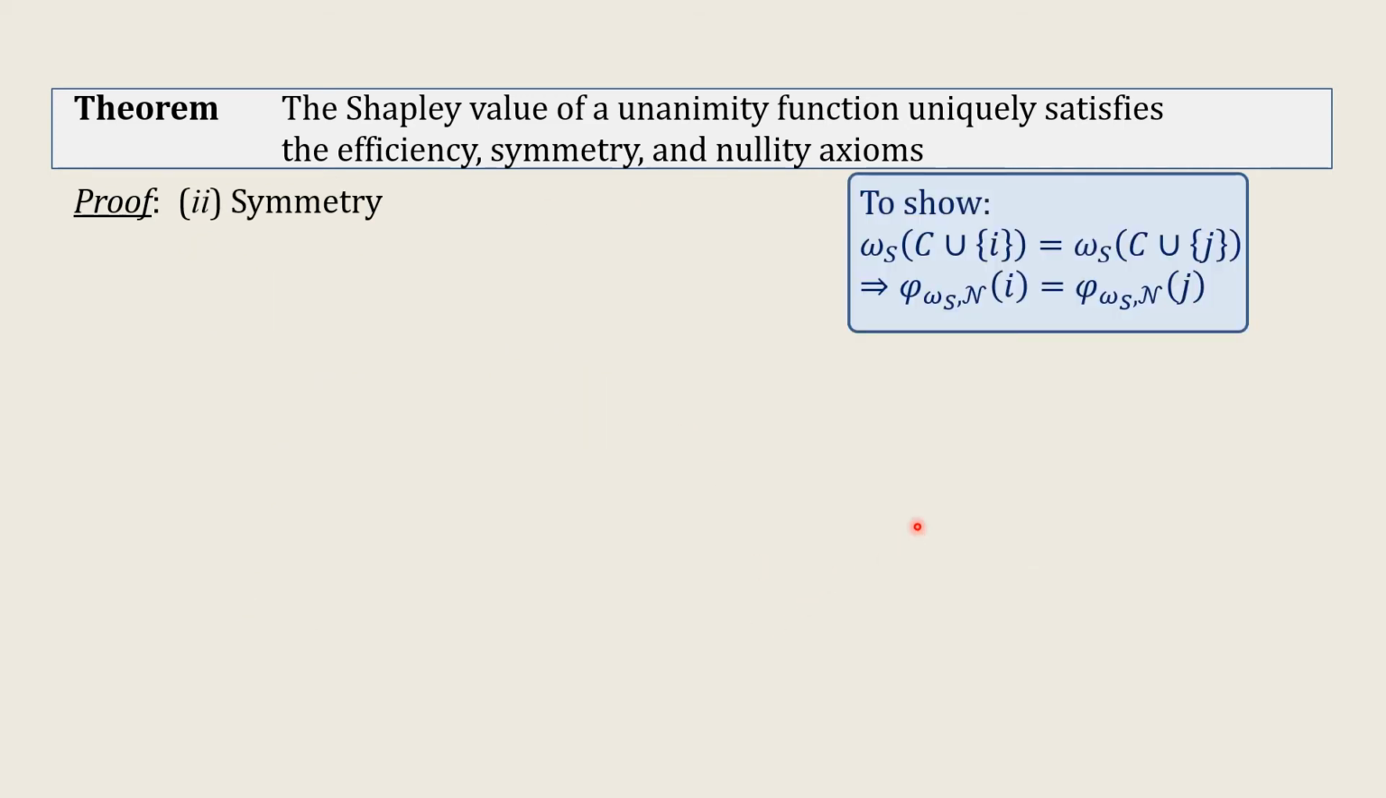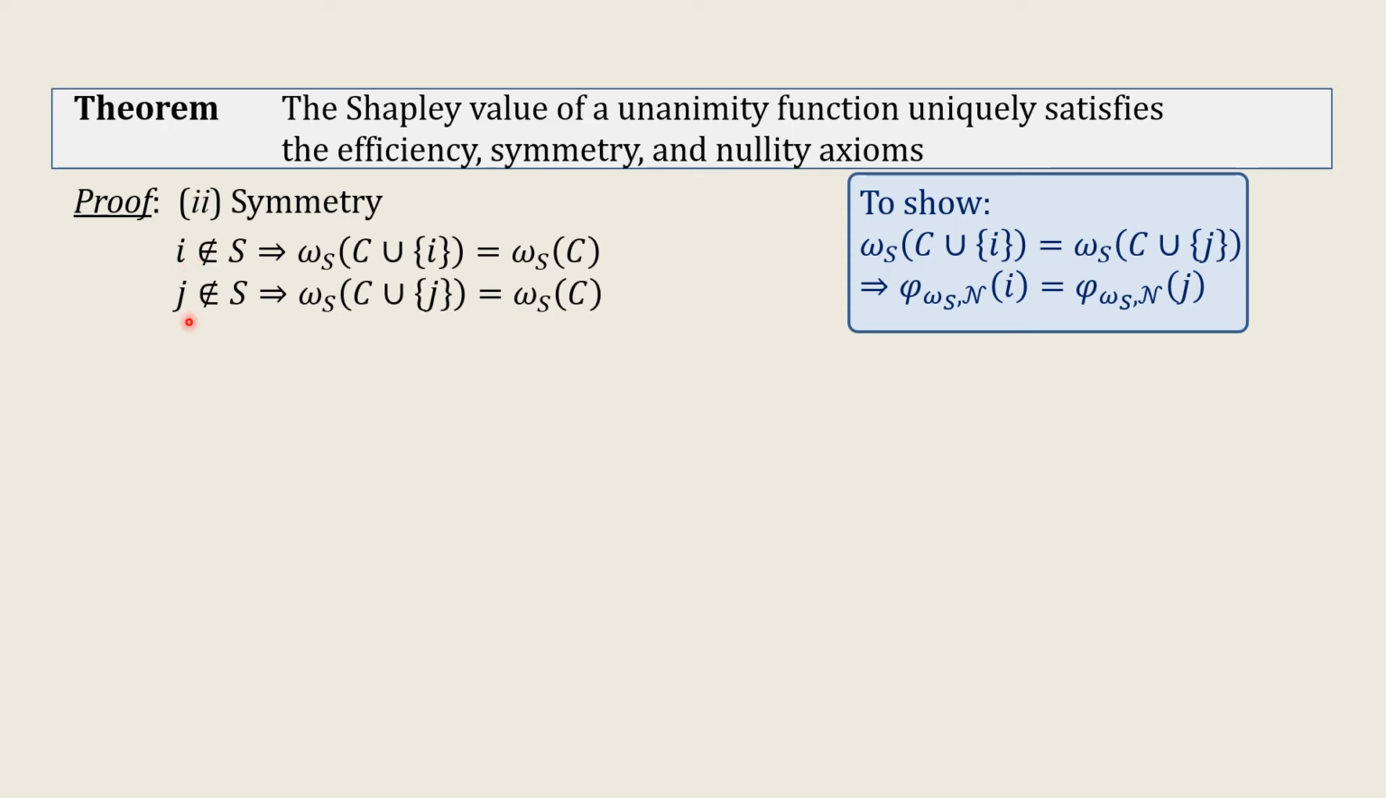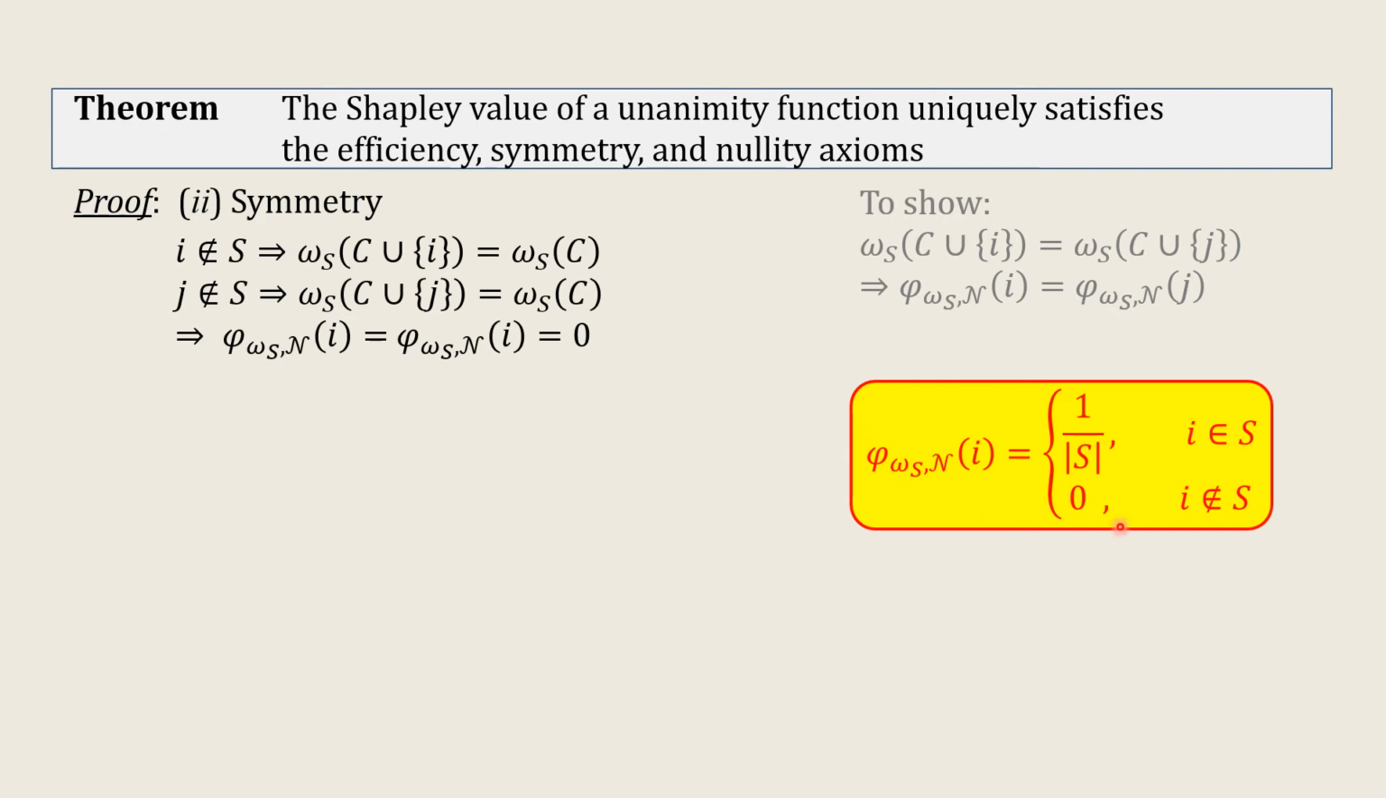Symmetry is next. We have to show that, suppose omega of C union I equals omega of C union J for any coalition C, then psi of I equals psi of J. Suppose I and J are not in S. In this case, omega of C union I is equal to omega of C union J, since both of them are equal to omega of C. Hence, we have already seen that in this case, the Shapley values psi I equals psi J. So they're both 0.